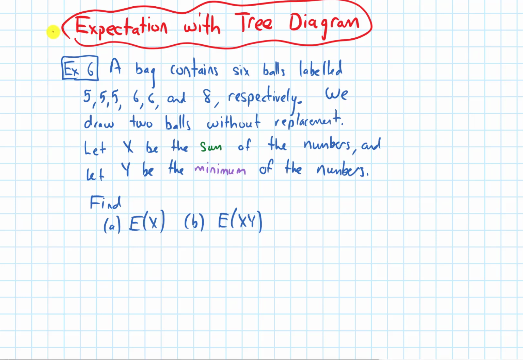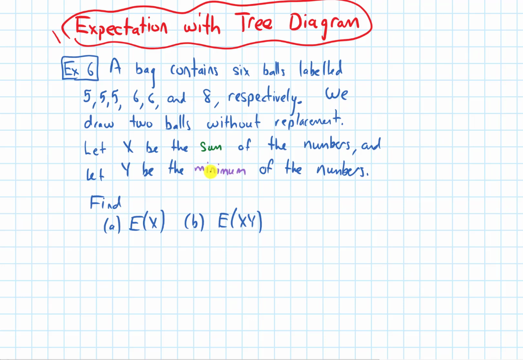In this video, we are going to do an expected value example that involves a tree diagram. So the question says that a bag contains 6 balls labeled 5, 5, 5, 6, 6, and 8 respectively. We draw 2 balls without replacement. Let x be the sum of the numbers and let y be the minimum of the numbers.